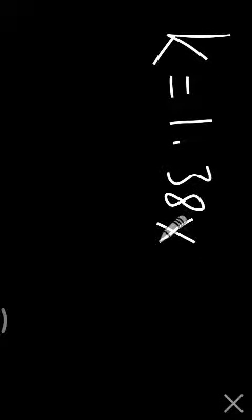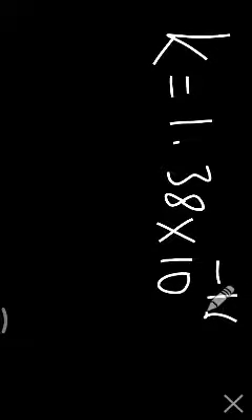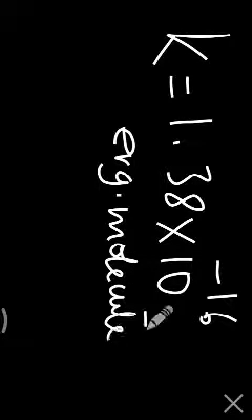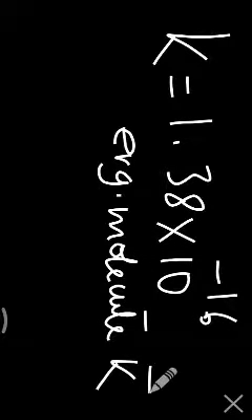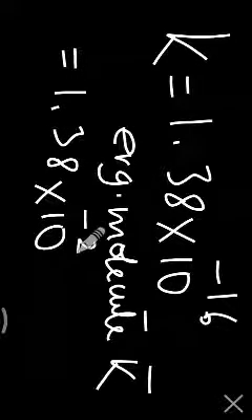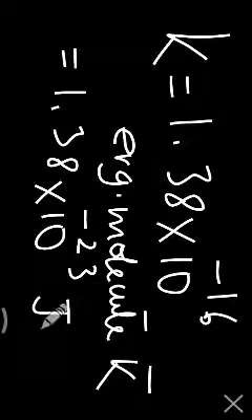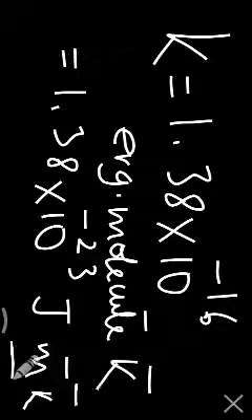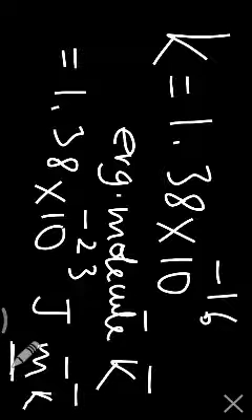K values are 1.38 into 10 to the power of minus 16 erg per molecule per Kelvin. Or you can say 1.38 into 10 to the power of minus 23 joule per molecule per Kelvin. This is not mole, this is molecule. As space is not sufficient, I am writing m. Joule per molecule per Kelvin.